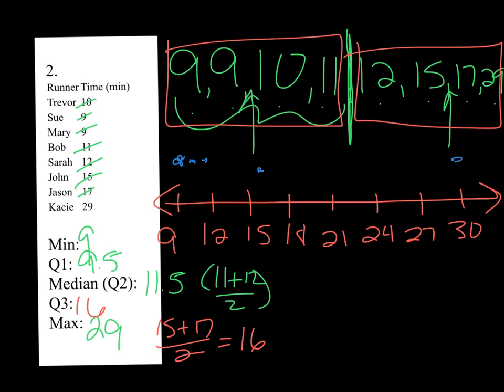Okay, so remember your whiskers go from the outside in, and then our box, and then the median. It's really hard, sorry you can't see that. Okay, all right, and that's it.